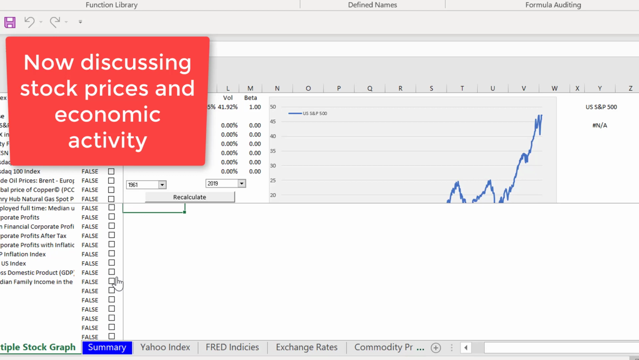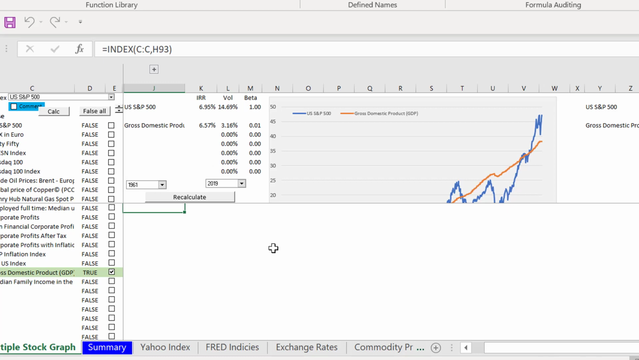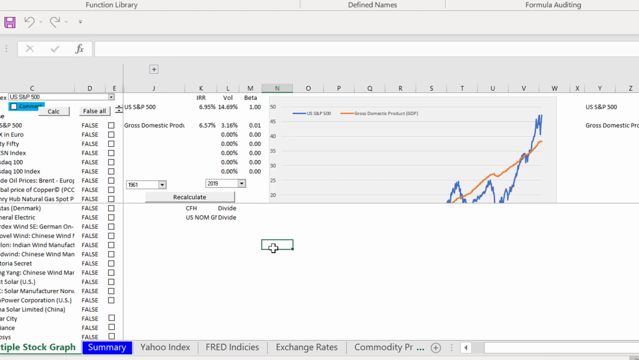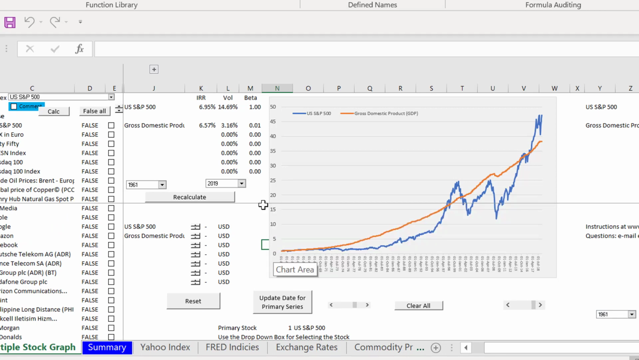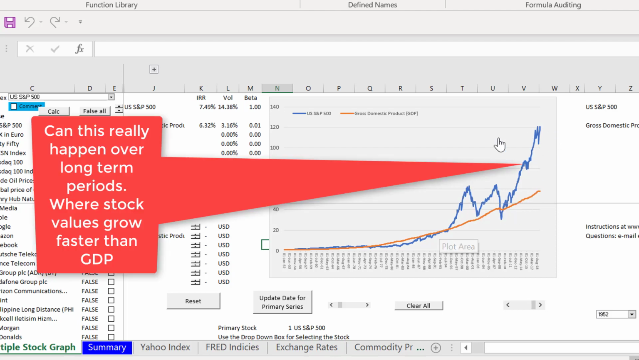And here, this is the nominal GDP in the US. So let's see how the price of stocks compared to the nominal GDP. And you can see over a long-term period, the prices here, when I start back further, the stock prices kind of followed the GDP, and now they're much, much higher. This is one of the points I want to make.